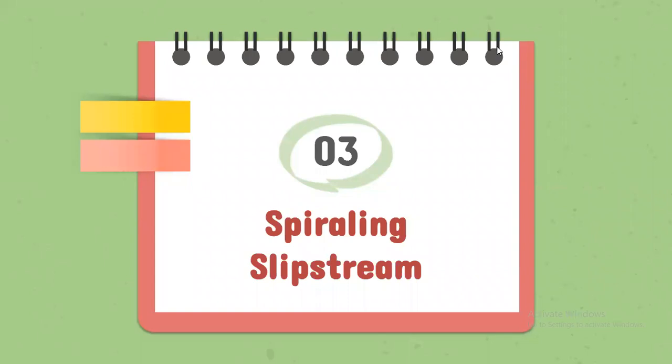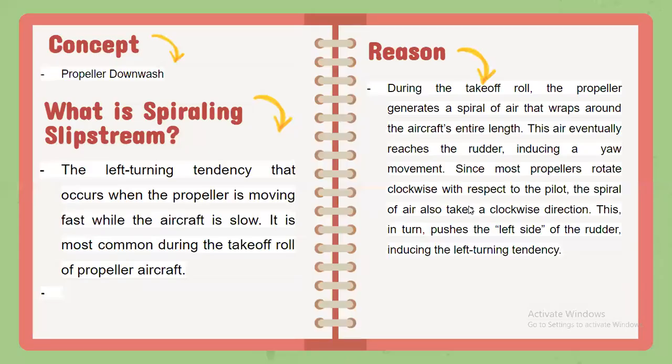Okay, so for the next part, we have spiraling slipstream. Next slide. So the spiraling slipstream mainly revolves around propeller downwash. That means the wind of our propeller actually affects the aircraft. So the left turning tendency here occurs when the propeller is moving fast while the aircraft is slow, and is most common during the takeoff roll.